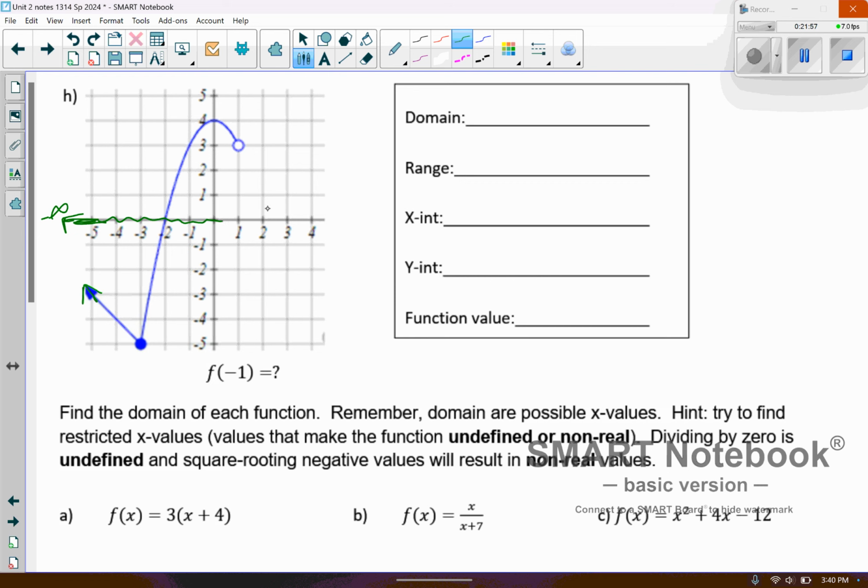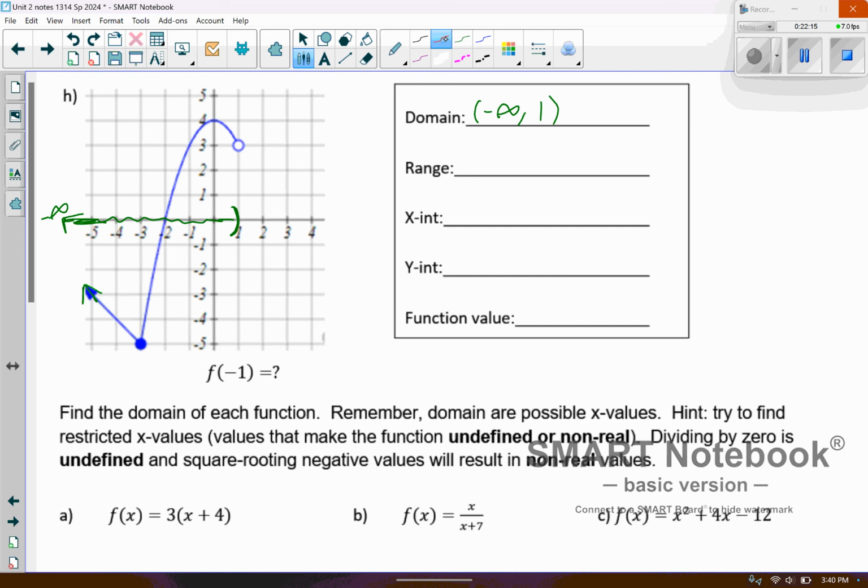And then we go all the way over to 1, but we're approaching it. We don't actually include that point. We approach it. So it's going to be a parentheses right there. So the domain's going to be from negative infinity to positive 1, parentheses on both sides.